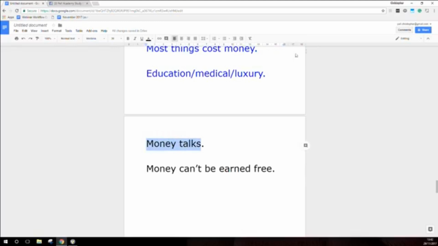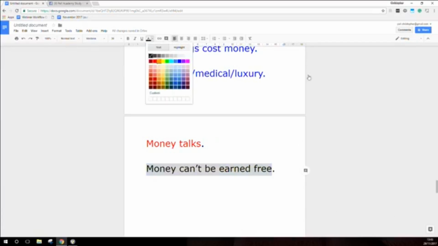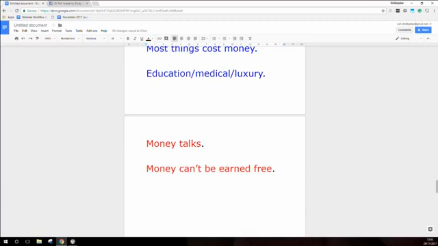Money talks. I don't know what that means, and the examiner won't understand what that means. So you would need to make it a little bit more specific, or be very clear in what you mean. I think what you mean is money allows, opens doors for you, provides opportunity. Those kind of things. Money can't be earned free. So this wouldn't be good because it just doesn't make any sense. So remember that in writing, the examiner, the reader can't ask you any questions, so they can't ask you, what do you mean by that? So if it's not clear what it means, then it's not a good idea.